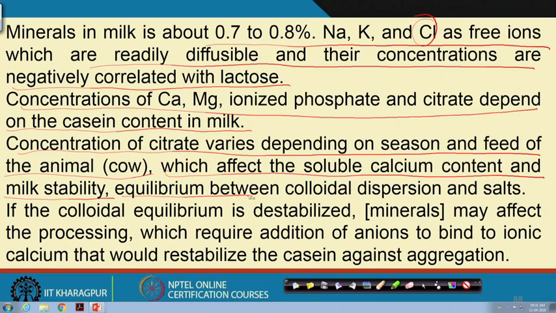So, if the citrate is available, that is much better, because the soluble calcium content will also be dictated by the concentration of the citrate. There is an equilibrium between colloidal dispersion and salts. Normally, by salts we mean, by and large, that it is soluble in water. By and large, I am not saying all salts are soluble.